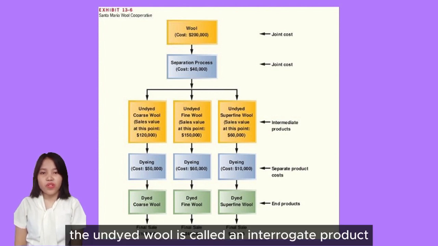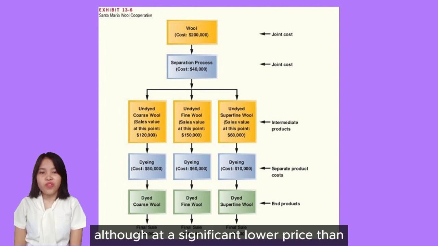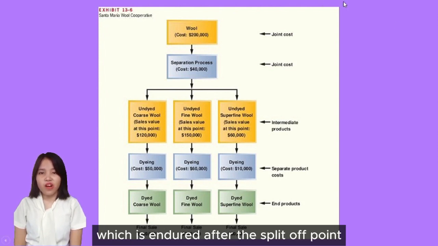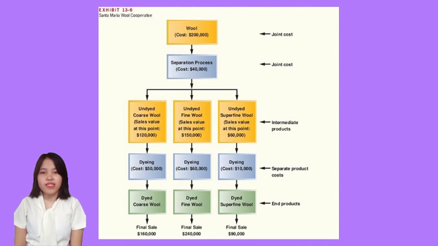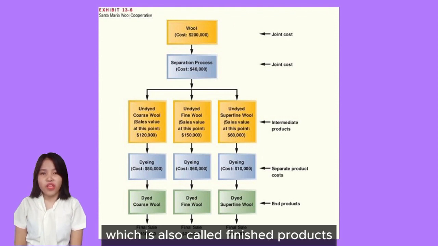The undyed wool is called an intermediate product because it is not finished at this point. Nevertheless, a market does exist for undyed wool, although at a significantly lower price than finished dyed wool. The dyeing of wool is a separable product cost, which is incurred after the split-off point. Each and every product is separately identified. The last part in the diagram is the end products, which are also called finished products.